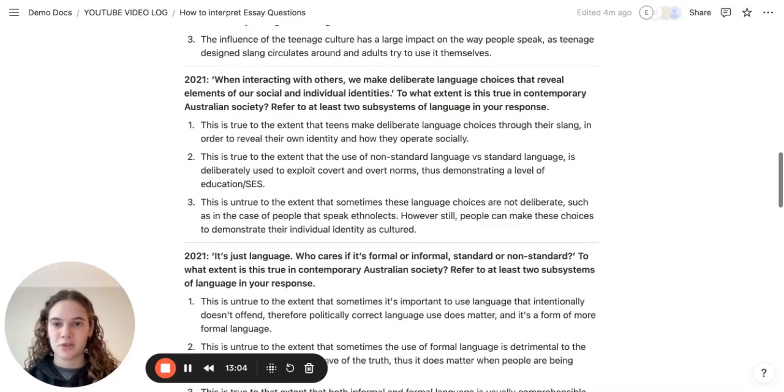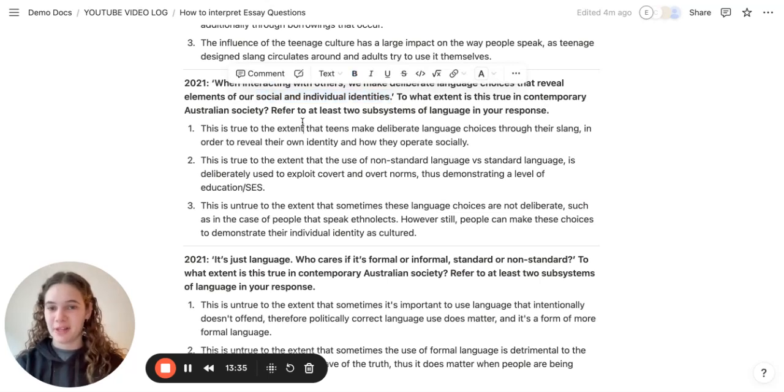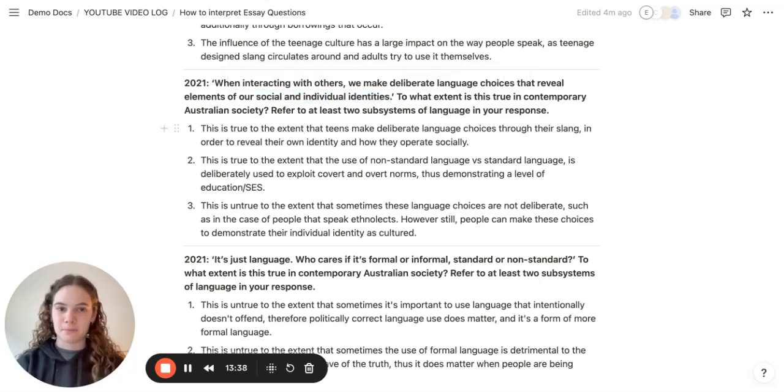So going down to 2021, the first thing I chose: when interacting with others, we make deliberate language choices that reveal elements of our social and individual identities. The really important words here are deliberate language choices. So this is about conscious language choices. To what extent is this true? If you were saying this is true to a complete extent, then everyone would be making deliberate language choices that reveal their identities. And I'd also note the difference between social and individual identities and how you would need to discuss those separately, and identify those separately as well.